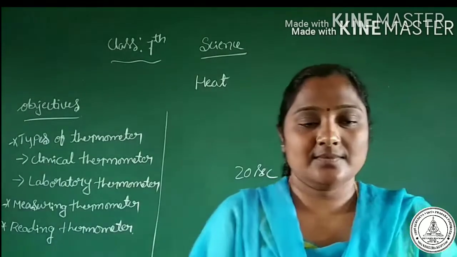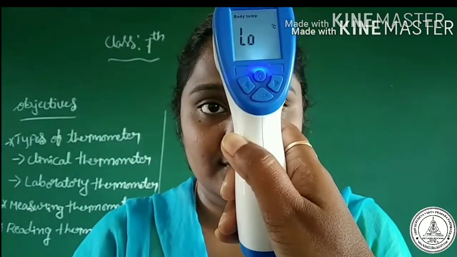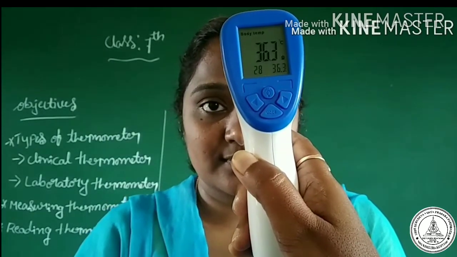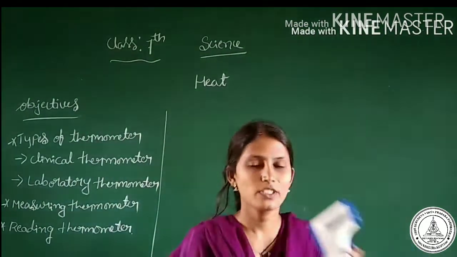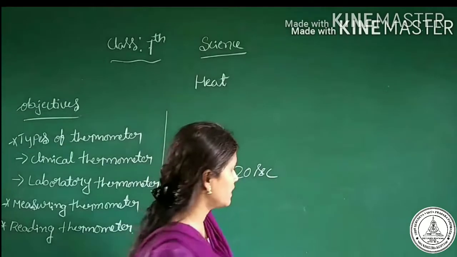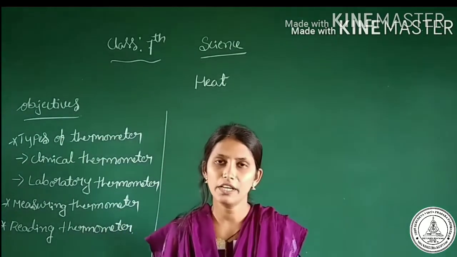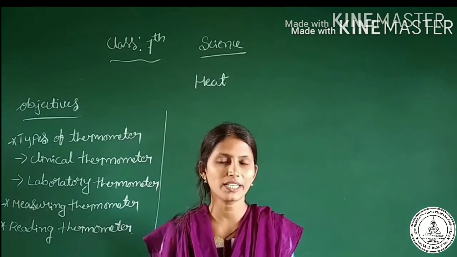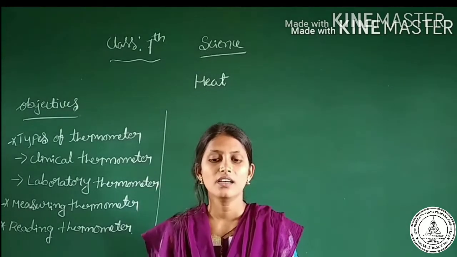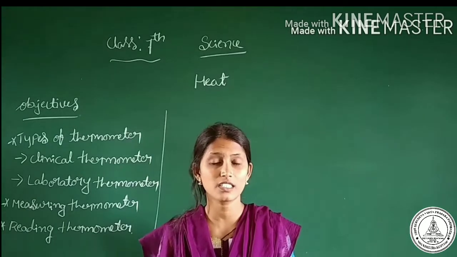Let us see. Yes, now you have to keep it near the forehead. Press this button. It will show 36.3. Yes, using this thermometer, we have checked Susanna's body temperature. That is, we have got 36.3. You may ask: when we used the clinical thermometer, the body temperature we got was 35.2 degrees Celsius, and with the digital forehead thermometer, we got 36.3 degrees.